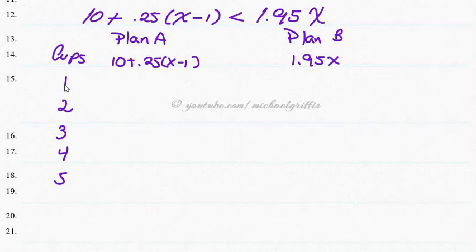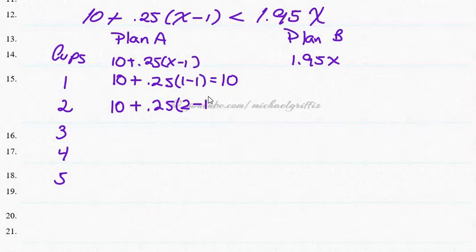So I'm going to plug in 1 here. This is 10 plus 0.25 times 1 minus 1. So 1 minus 1 is 0. 0 times 0.25 is 0, and you're left with 10. So remember, this represents the total cost, right? You purchase your first cup, it's going to cost you $10. Then you purchase your second cup. We're just plugging 2 in for X here. 2 minus 1 is 1. 1 times 0.25 is 0.25, so this is $10.25.